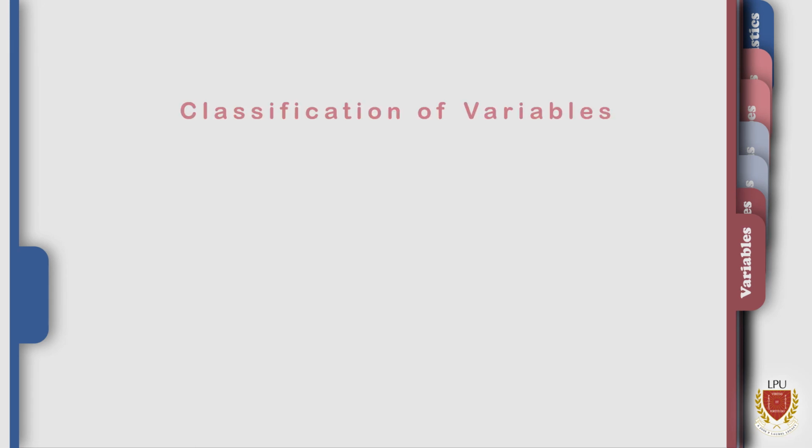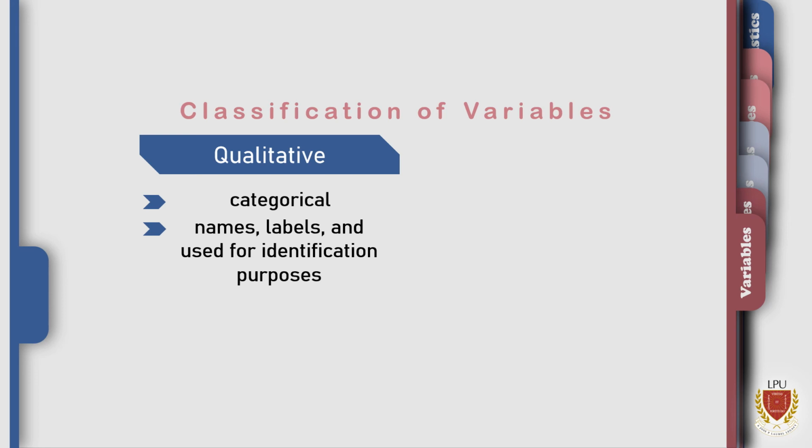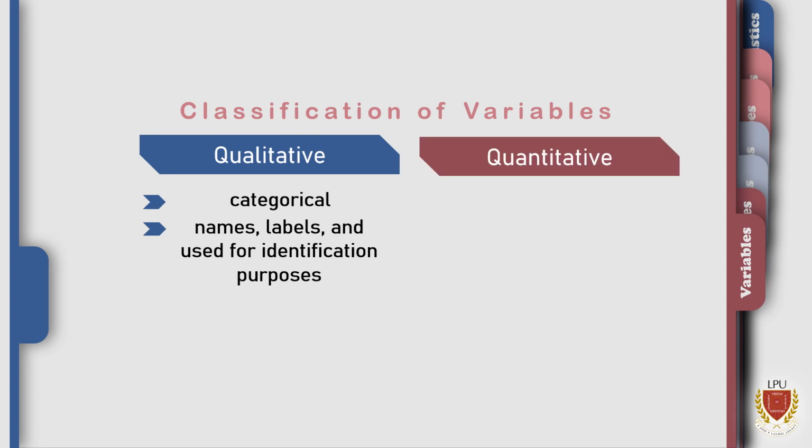There are also classifications of variables. Qualitative variables are categorical variables. These are usually names, labels, and used for identification purposes. Examples of these are gender or sex, birthday, cell phone number, educational attainment. Another is quantitative variables, which are numerical and measurements. Examples are age, height, weight, number of chairs, and many more. Sometimes the given is confusing to identify, especially if it is in number form, like telephone number, area code, and birthday.